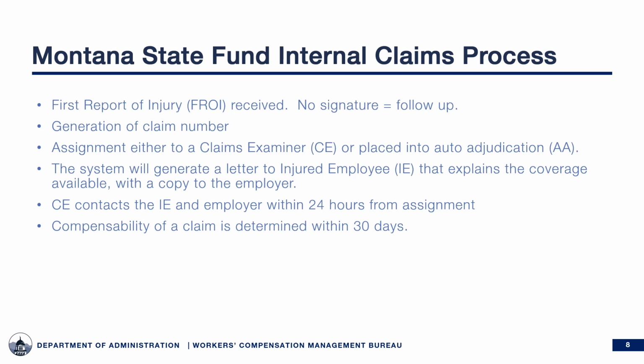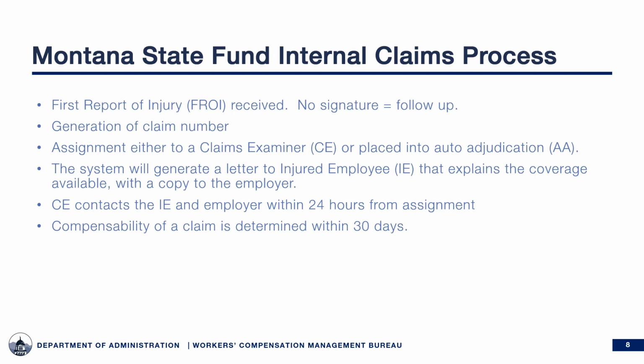The Montana State Fund system will generate a letter to the injured employee that explains the coverage available, with a copy being sent to the employer as well. It will also give instructions regarding what to do in the event there are any changes in the status of the injured employee. A copy of the letter sent to the employee is available through Montana State Fund online docs portal.